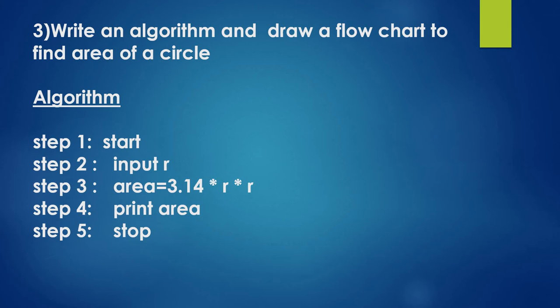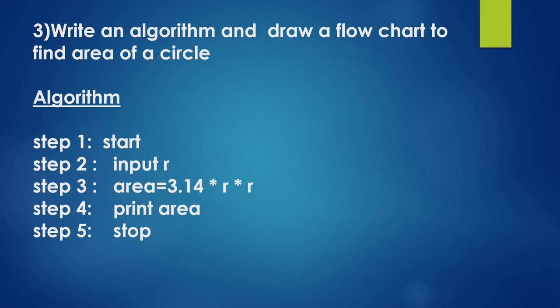Pi r squared. What's the value of pi? Pi is 3.14. Pi r squared is the formula for finding the area of a circle. Then area is equal to pi r square. The value of pi is 3.14. What does r square mean? R square means r into r.